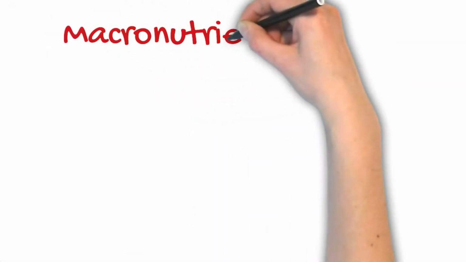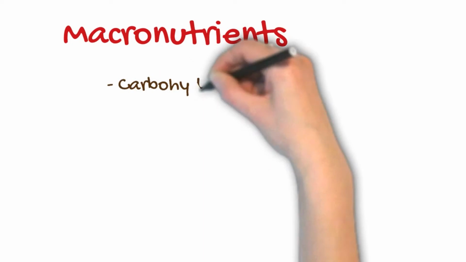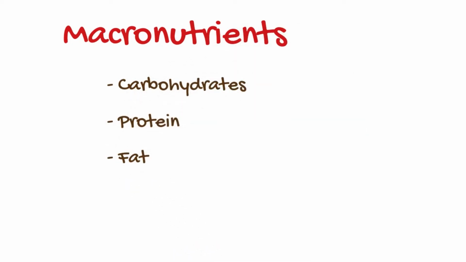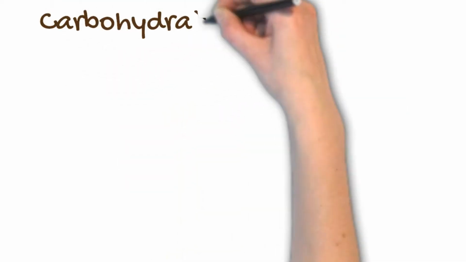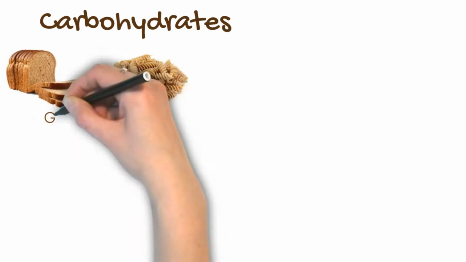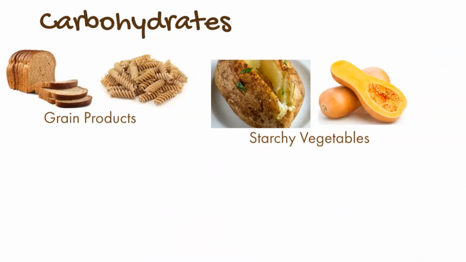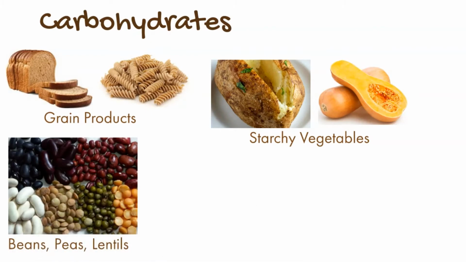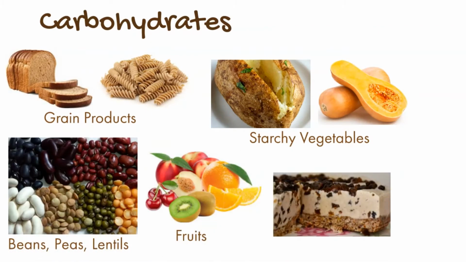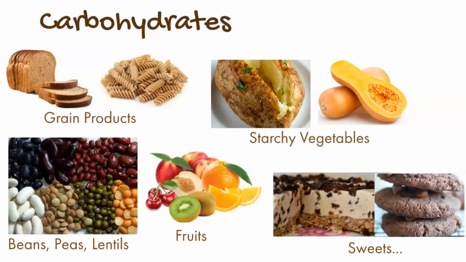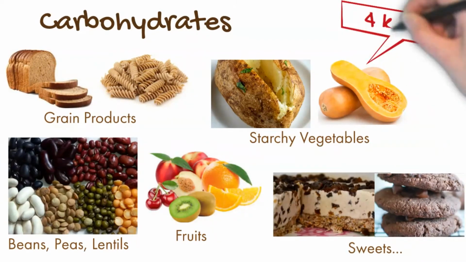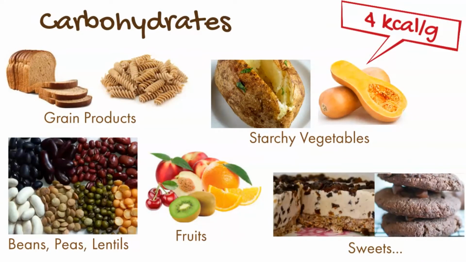Let's begin with the names of the 3 macronutrients: carbohydrates, protein, and fat. Carbohydrates can be found in bread, pasta, and other grain products, potatoes, squash, and other starchy vegetables, beans, peas, and lentils, fruit, and cakes, cookies, and other sweets. Carbohydrates contain 4 calories per gram.